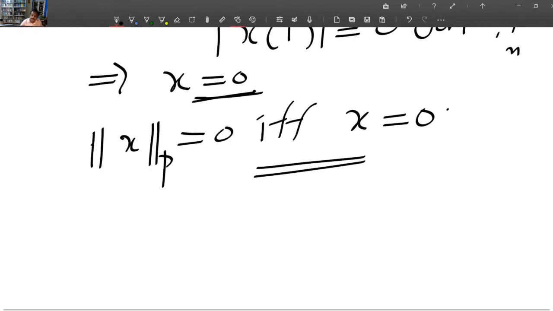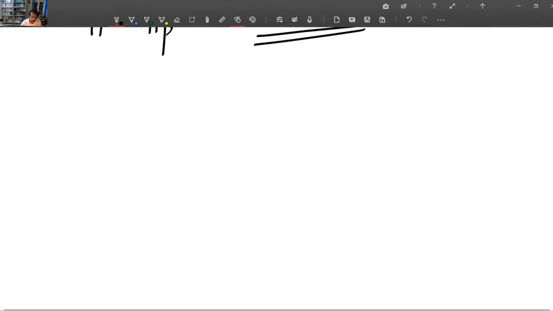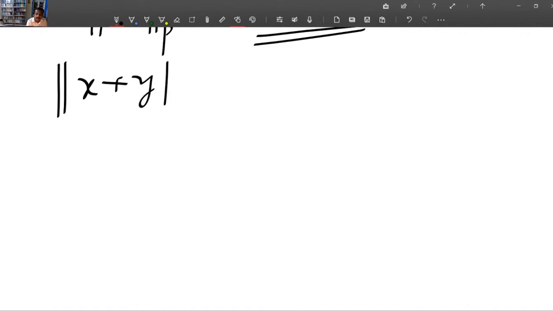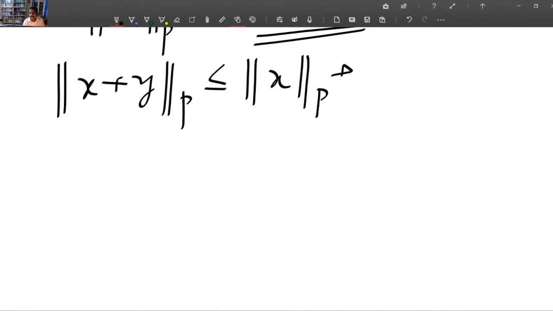Now, to prove the triangle inequality, you require Minkowski's inequality. So you have to prove the triangle inequality: p norm of x plus y is less than or equal to p norm of x plus p norm of y.